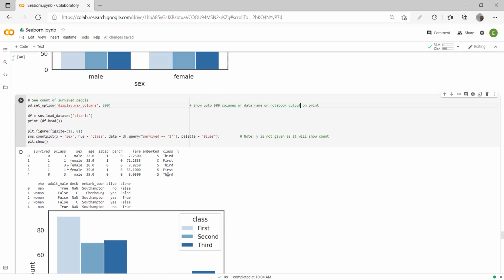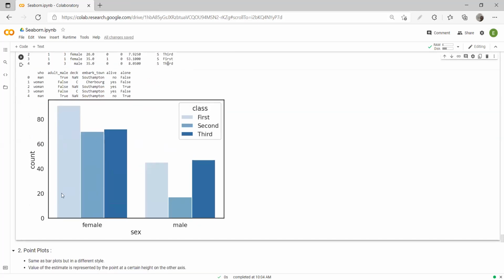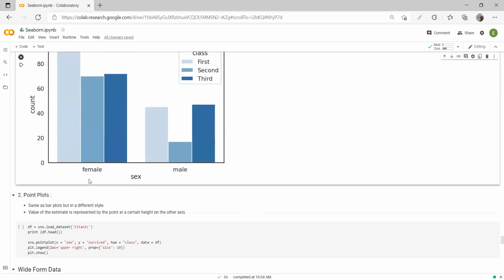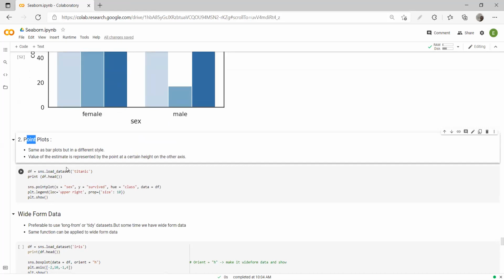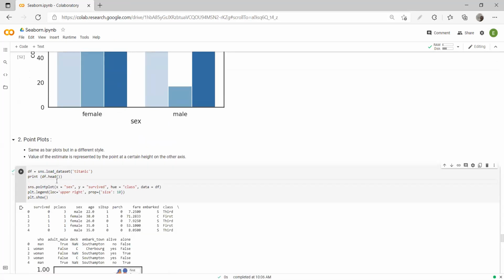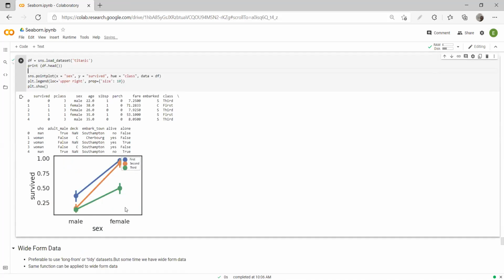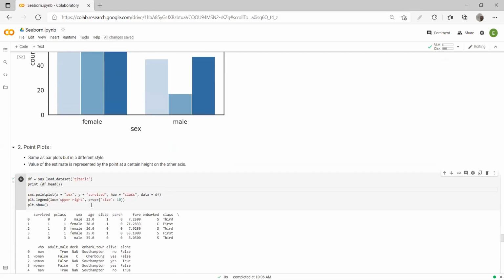Okay, any other questions, anyone? So you can just try and experiment as much as you can. Okay, going to a point plot. It is similar to the previous one itself, just giving the same information, right?